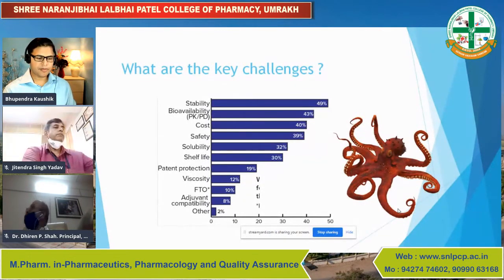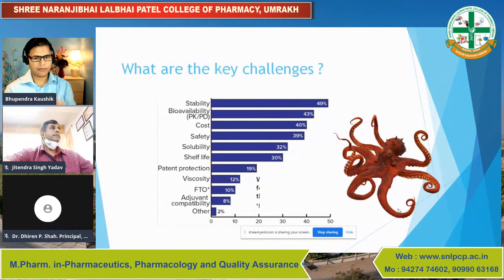And once we have done some preclinical and clinical, let's say phase 1 studies, that is when we are looking at the safety and toxicity profile of the compound. The next thing that becomes quite important is stability of the product.